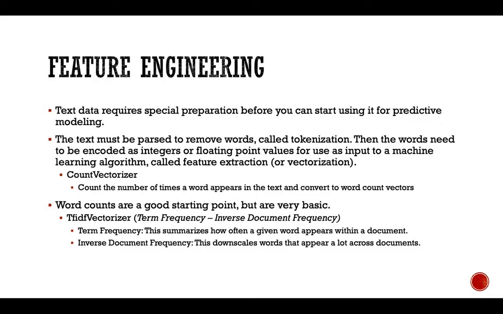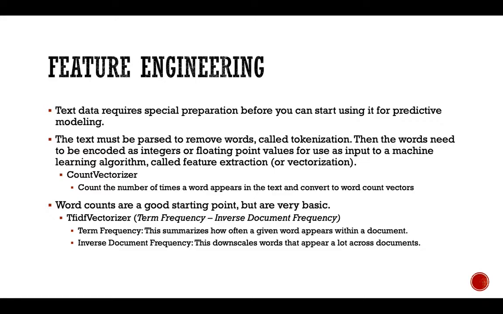Text data requires special preparation before you can start using it for predictive modeling. The text data must be parsed to extract words, called tokens. Then the words need to be encoded as integers or floating point values for use as input to a machine learning algorithm, called feature extraction. I'll be using count vectorizer as the starting point. The count vectorizer counts the number of times a word appears in the text and converts them to a count vector.